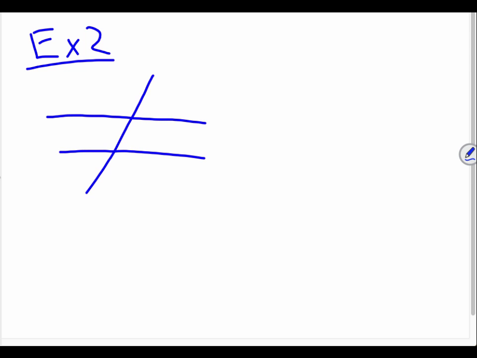So now, example number 2 is more of the same. It says proving an angle relationship. So now, for example number 2, we have a transversal that intersects two lines.